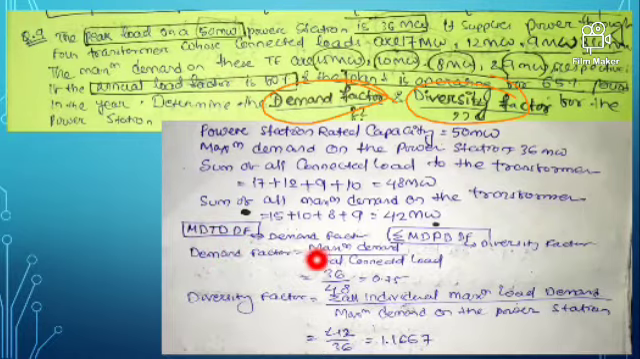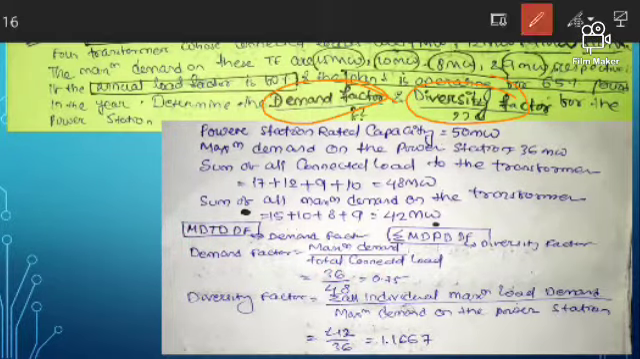So demand factor is equal to maximum demand divided by total connected load, and diversity factor is the summation of all maximum demands divided by peak demand. We are not using the diversity factor first, so we use the demand factor term. That is maximum demand by total connected load. The maximum demand is 36 megawatt and the total connected load is 48. After calculating, you get 0.75.